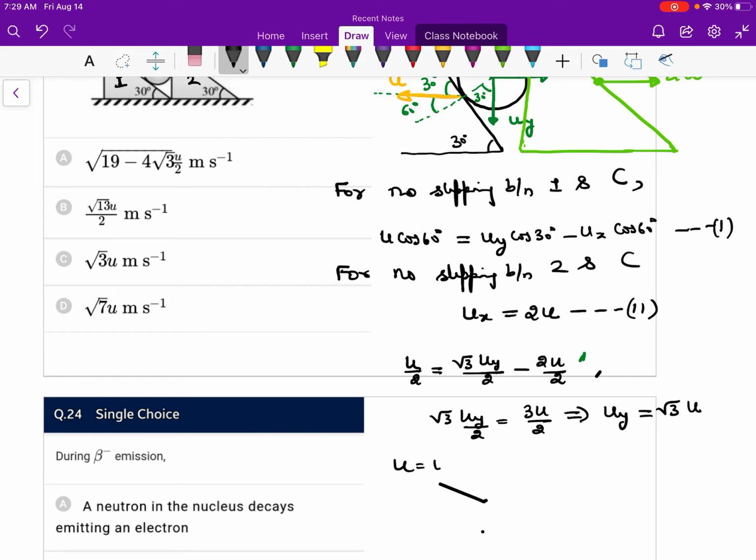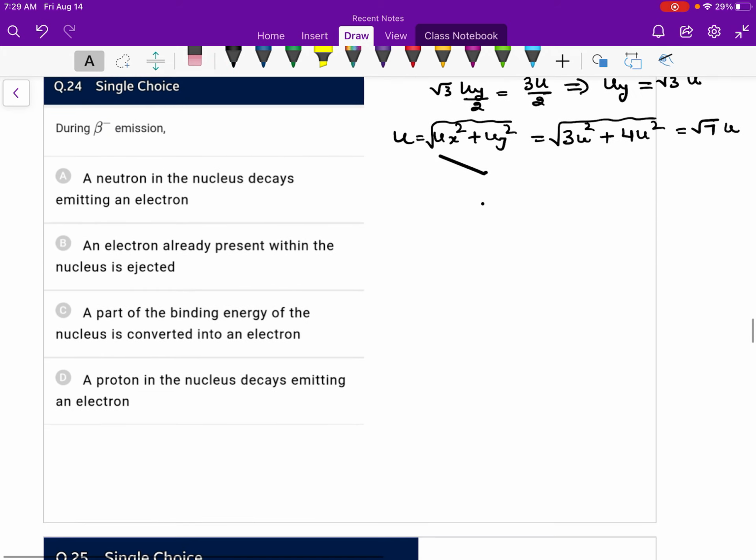So the speed of the cylinder is the square root of ux square plus uy square. So that is the square root of 3u square plus 4u square. So that is root 7u. So the speed of the cylinder is root 7u. So D is the correct option.